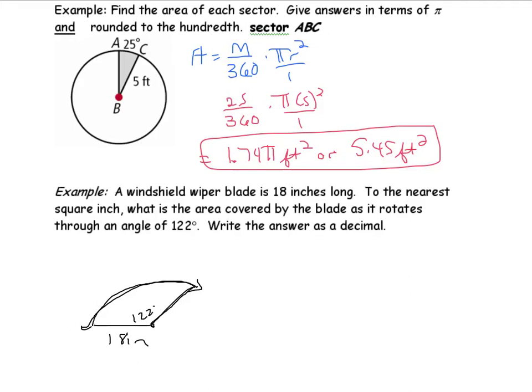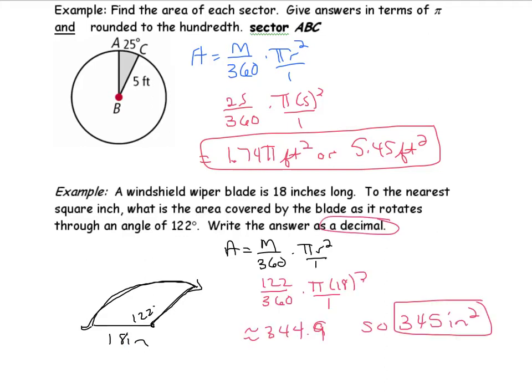They want to know the area covered by the blade. Okay, well, here's your radius. Here's your angle measure. Find the area of the sector. I want you to pause it, and then we'll come back and see if we end up with the same answer. All right, so my angle measure is 122. I plugged it in. My radius is 18. I plugged it in. So in your calculator, you should have taken 18 squared times 122, then divided it by 360. Now, I wanted it as a decimal only, so multiply it by pi, you get 344.9. So roughly about 345 inches squared.